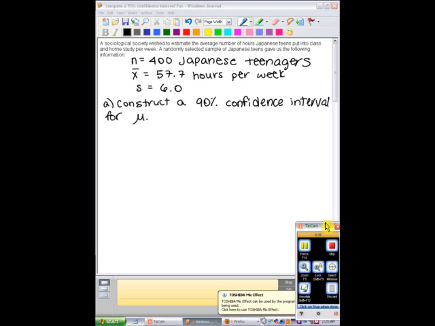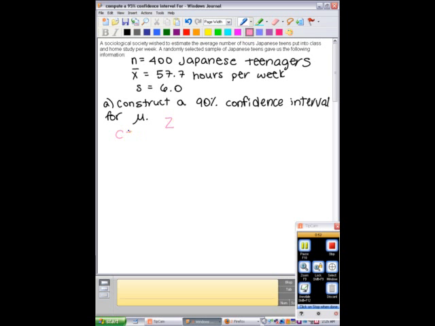I already have the important information in list form for you. This one has a couple parts. So the first part, we just want to construct a 90% confidence interval. So the first thing that we want, well, we want that C is 0.90. That's our confidence level. Next, we need to find z star for a 90% confidence interval. So let's do this the long way.